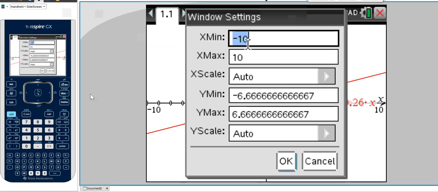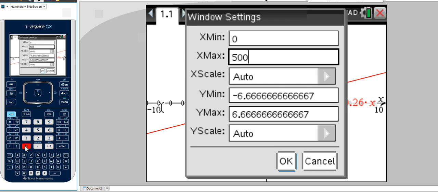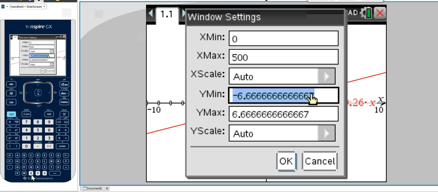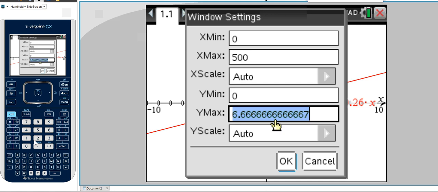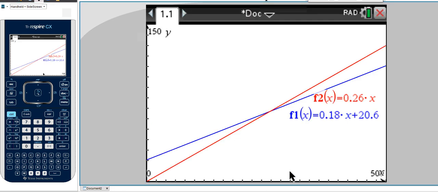My X, we're starting at 0. And we're going to go to 500 because that's what was given to us in the problem. Then my Y, again, we're going to start at 0. And it said 130 is the highest, so we're just going to go a little bit above that and go to 150 and hit OK. And now you can see where these two graphs are on the same window.